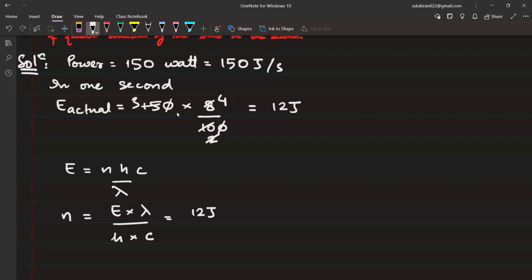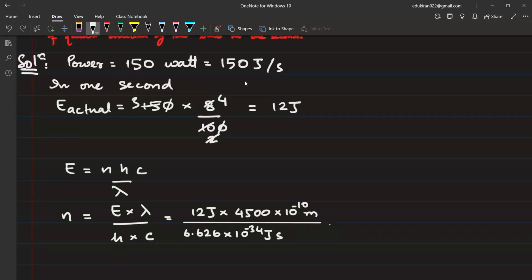We will write all the units, multiplied by the wavelength, 4500 angstrom. That means 10 to the power minus 10 meters. Divided by h, which is equal to 6.626 into 10 to the power minus 34 joule second, into second, not per second, multiplied by c, which is equal to 3 into 10 to the power 8 meter per second. Is this clear? Yes or no? Please tell me. Everything till here is clear? Yes, sir. What about others?